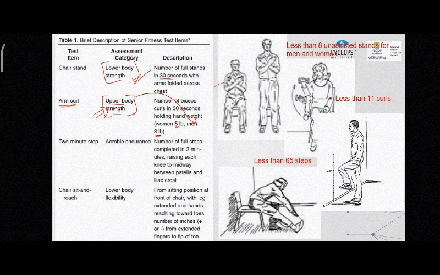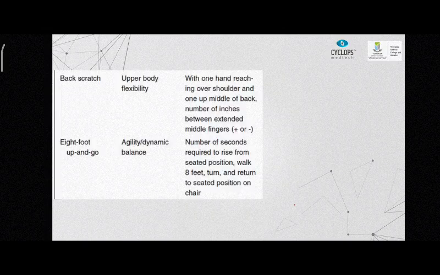Then we ask the patient, from the sitting position, to touch the tip of the toe of the right leg or left leg, and we will measure the distance between the hand and the tip. If it is 4 inches or more in male or more than 2 inches in female, we can say that the lower body flexibility is not that good.